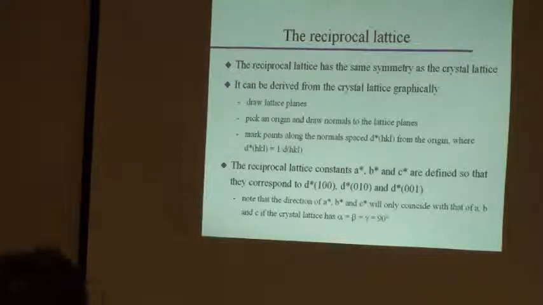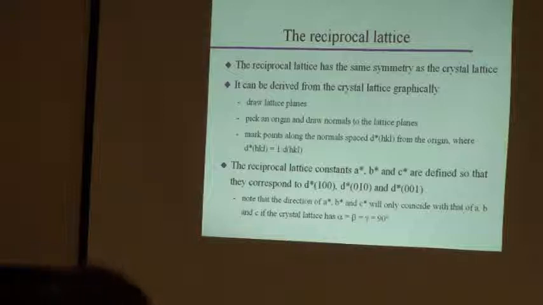So you draw these lattice planes corresponding to certain sets of Miller indices. You then choose an origin and you draw normals to the lattice planes. So those of you who have not yet invested in a goniometer, this is a good time to do so. You need something with which you can measure angles. There will be such problems on future homework sets.